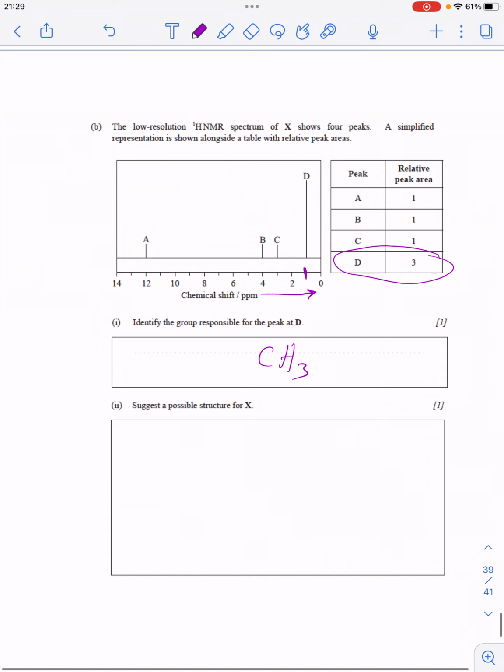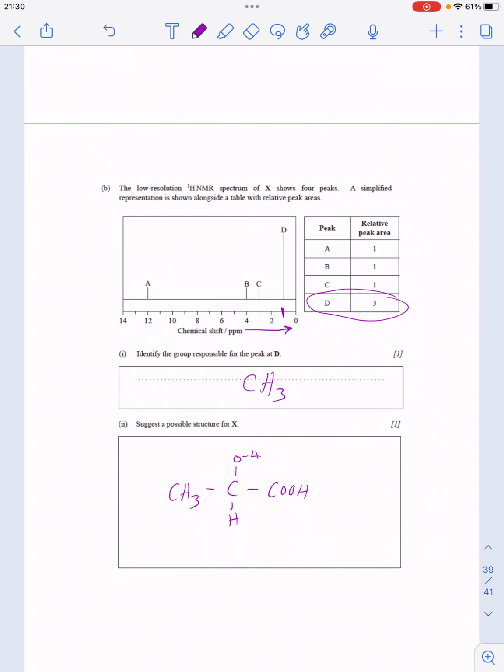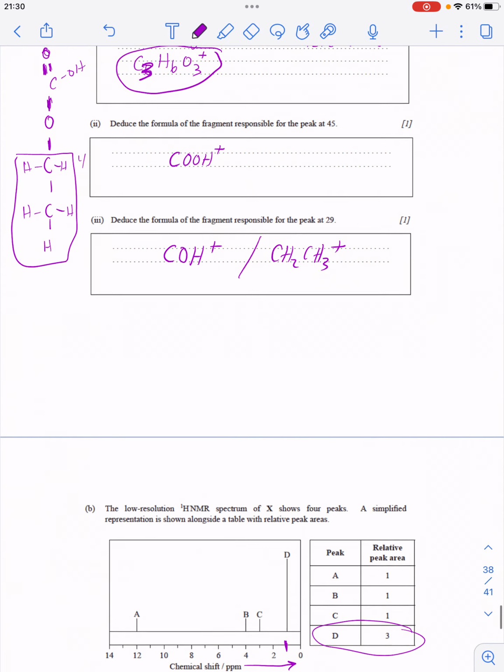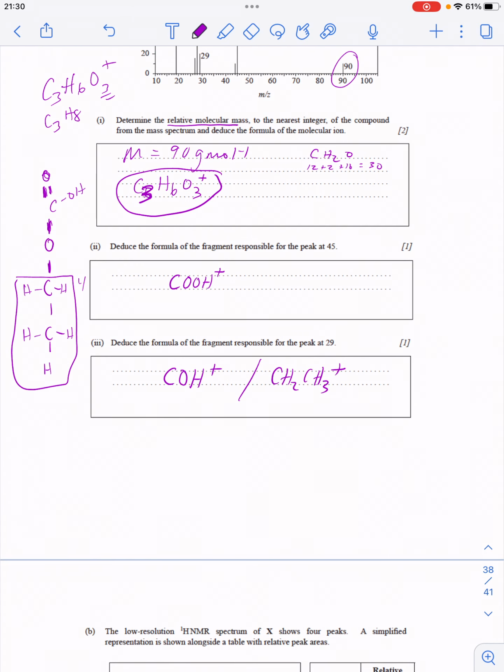So let's see. We want to put a CH3 somewhere. We want to put a COOH somewhere. That leaves us 1 more carbon, and then 2 hydrogens and an oxygen. So something like this is a possibility. You could probably come up with something else as well. If we go back, this one here wouldn't be possible because it's got 3 environments of hydrogen. So that ether one that I drew there wouldn't be possible.